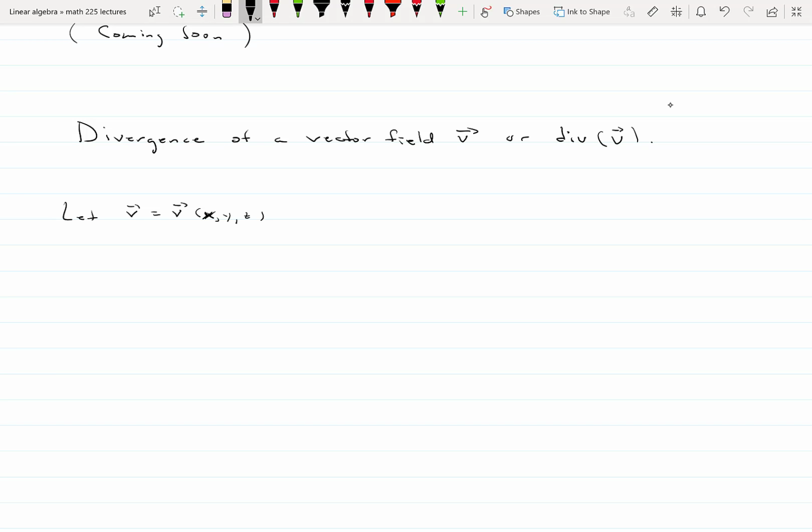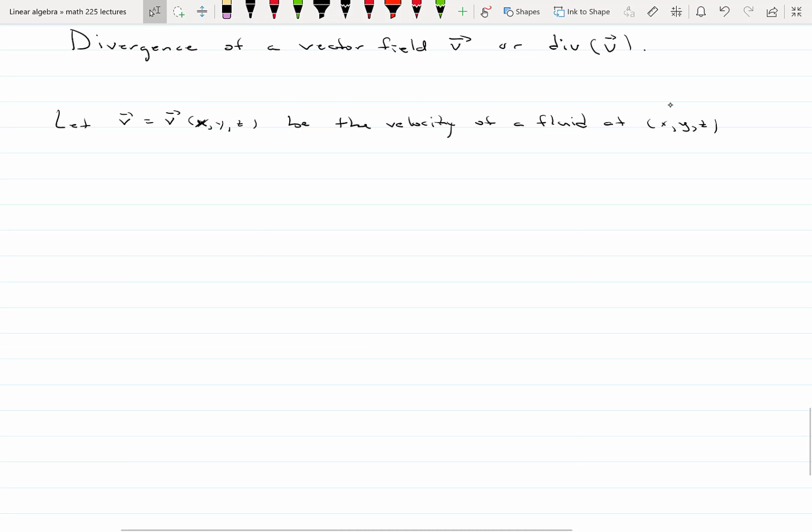So let's let V be the velocity of a fluid at the point x, y, z. Okay, so it tells us the direction in which a fluid is flowing, and the length of the vector tells us how fast the fluid is flowing. Now here's an intuitive definition of the divergence.